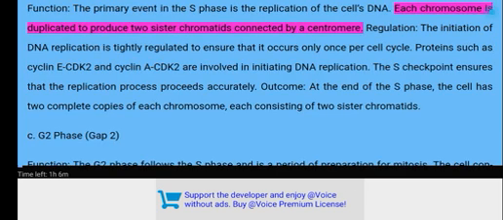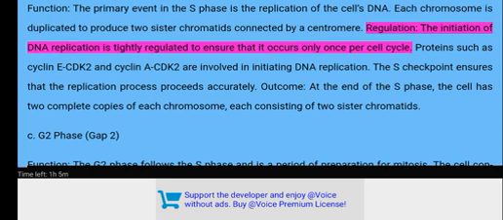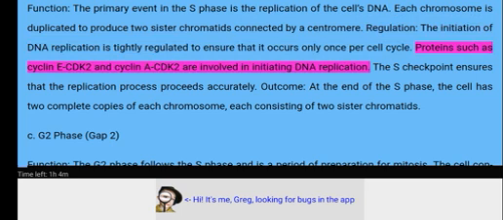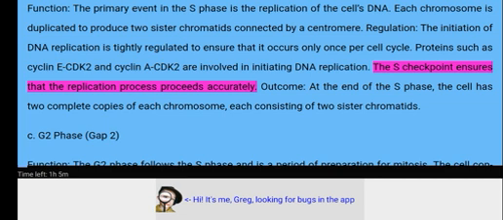Each chromosome is duplicated to produce two sister chromatids connected by a centromere. Regulation. The initiation of DNA replication is tightly regulated to ensure that it occurs only once per cell cycle. Proteins such as cyclin E-CDK2 and cyclin A-CDK2 are involved in initiating DNA replication. The S checkpoint ensures that the replication process proceeds accurately.